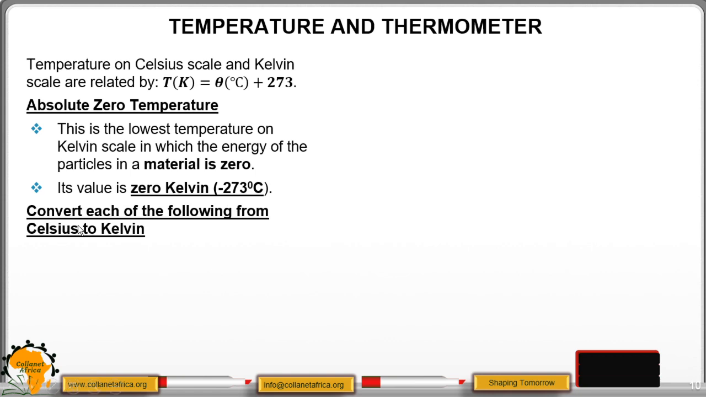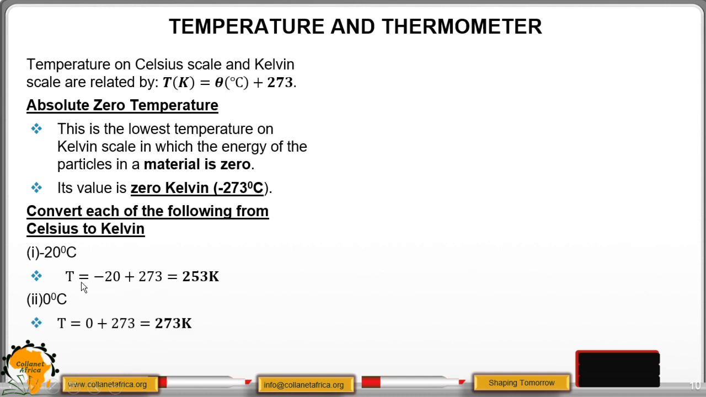How to convert the following? That is, you want to convert Celsius to Kelvin. We start with an example. Remember, we have given a relationship here, so in our example we are going to use the above relationship. If you have degrees Celsius and you want to convert them into the Kelvin scale, you just add 273. So we have our first example. You have negative 20 degrees Celsius. You add 273, you get 253 Kelvin.